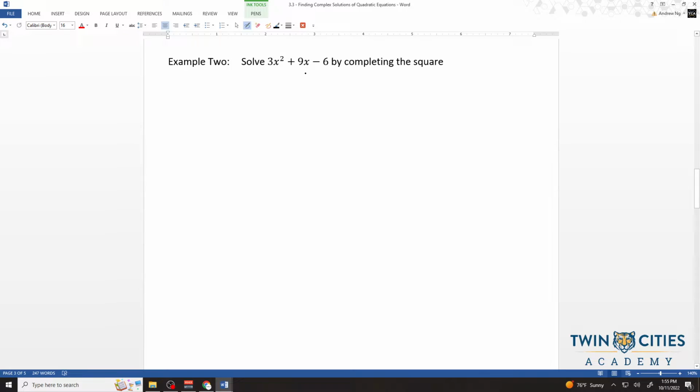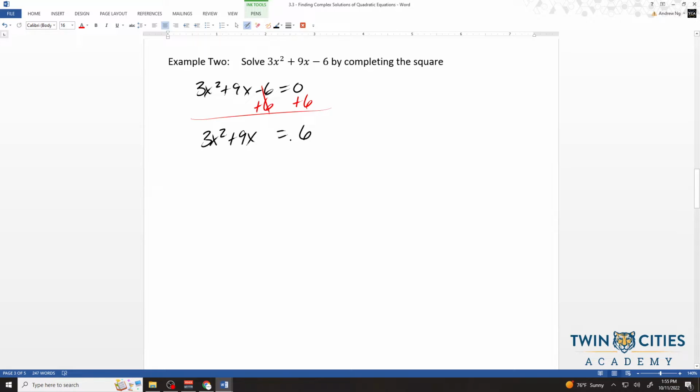3x squared plus 9x minus 6. I'm going to set that equal to 0. And let's write that here. 3x squared plus 9x minus 6 equals 0. And let's get those x terms by themselves over here. I'm going to add 6 to both sides. So this will be 3x squared plus 9x is equal to 6 over here.